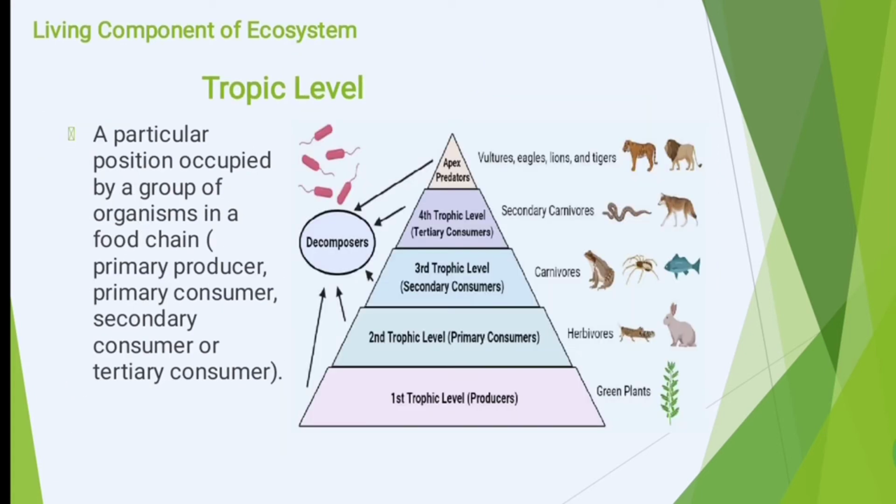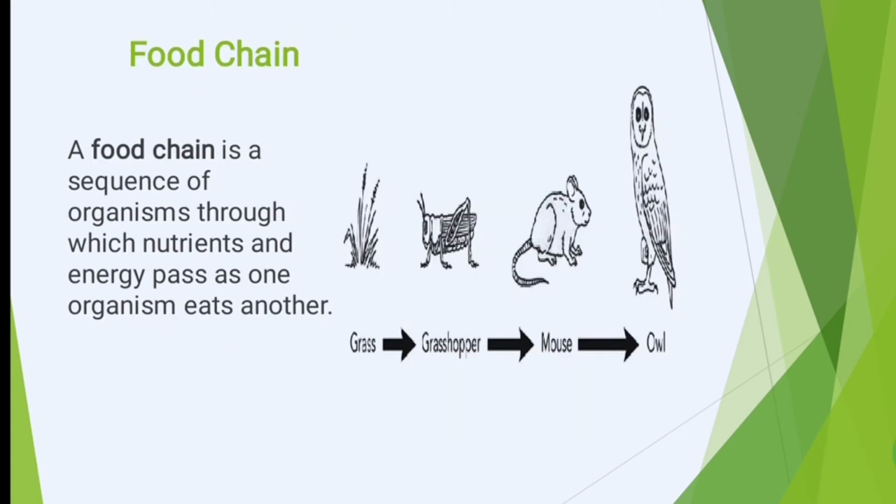Living component of ecosystem. Trophic level. A particular position occupied by a group of organisms in a food chain: primary producer, primary consumer, secondary consumer, or tertiary consumer. Food chain. A food chain is a sequence of organisms through which nutrients and energy pass as one organism eats another.